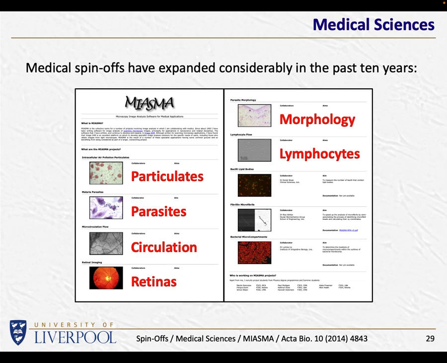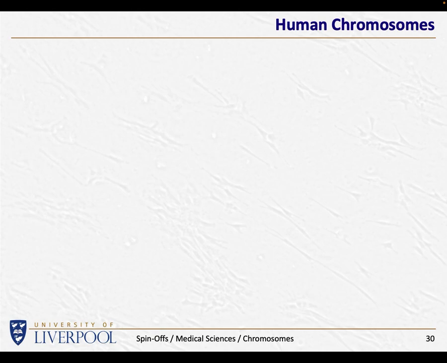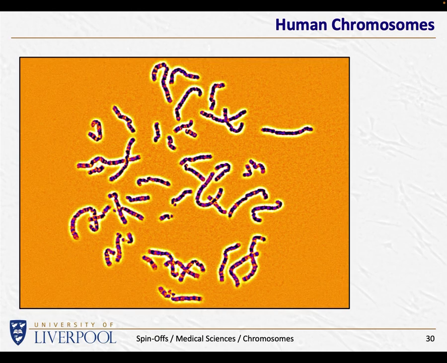The morphology of parasites, lymphocyte cells adhering to flat surfaces, lipid bodies and structures, microfibrils, again, structures of particular biological systems, and the arrangement of bacteria, both what's going on inside bacteria and how those bacteria are arranged with respect to each other. Lots of different areas that ImageSXM has found applications outside of just physics and chemistry, now that we're in the world of living matter.